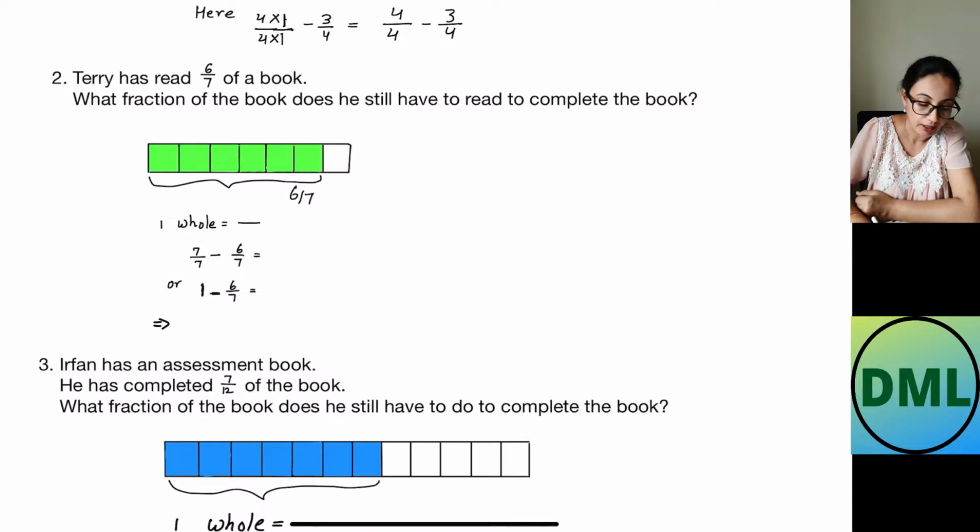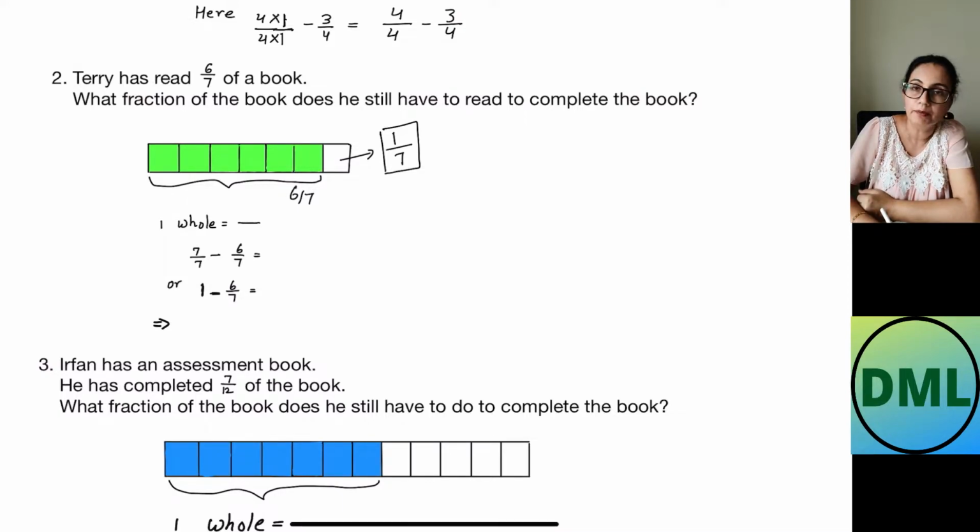Only one part. How to represent this one part? Total parts 7. Out of that, one part is unread. So 1 should be written in the numerator. So that means my answer is 1 by 7 of the part of the book is still to be read. We will do it with a different method.